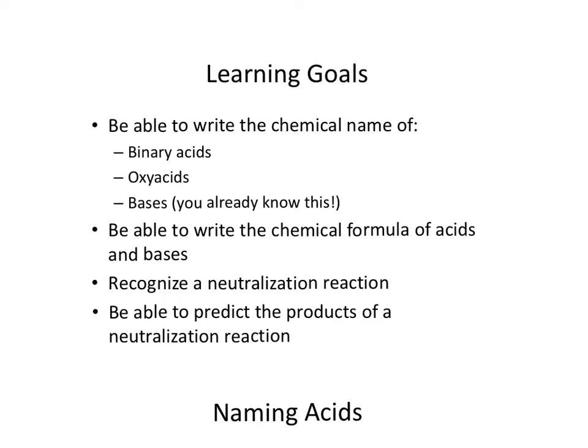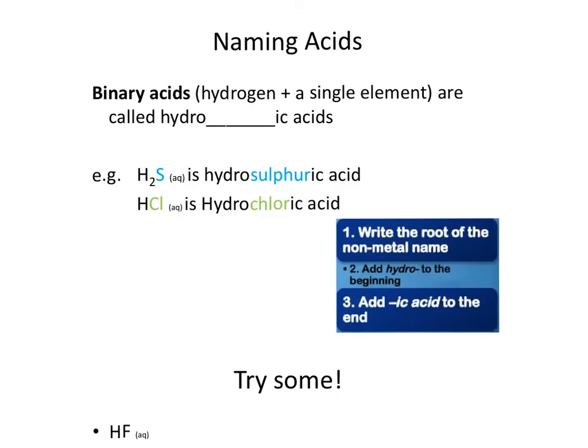You also will need to know how to write the chemical formula of acids. So that's similar to the chemical name. Again, we have binary, oxy, and, well, bases. Again, you already know. Well done! We're partway there. You also need to be able to recognize a neutralization reaction and be able to predict the products, and those go hand in hand together.